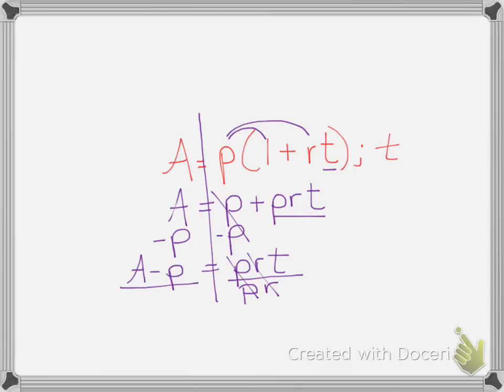Don't forget the left side. Whatever you do to one side, you must do equally to the other side. T is isolated. I've done my job. I'm done. I am finished. The actual answer in solving for T is T is equal to A minus P over PR. That's what T is equal to.